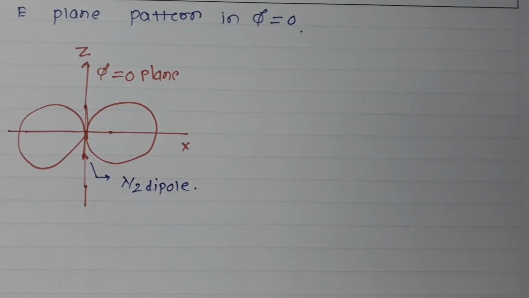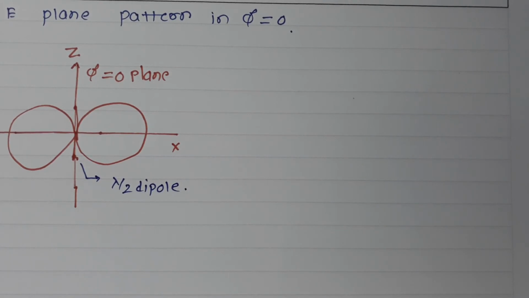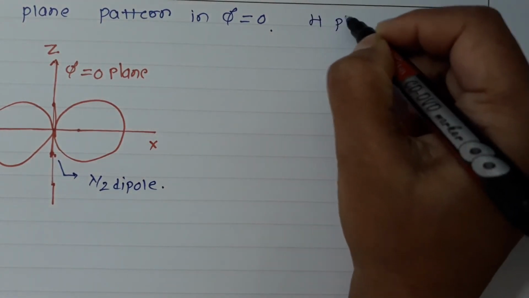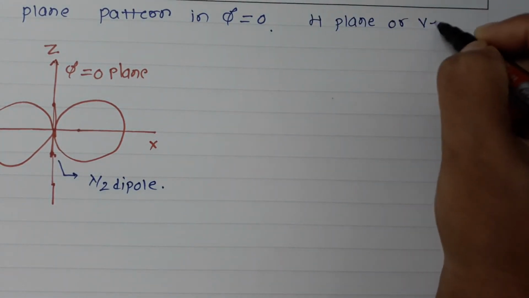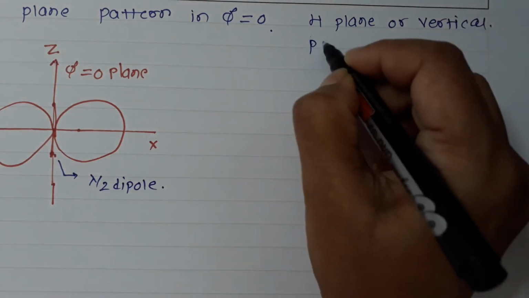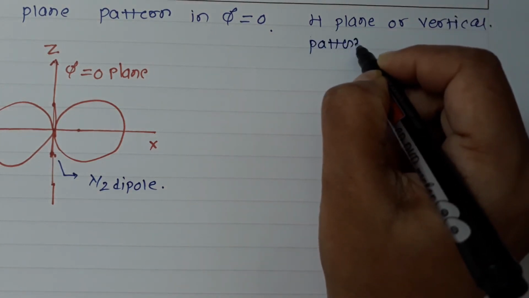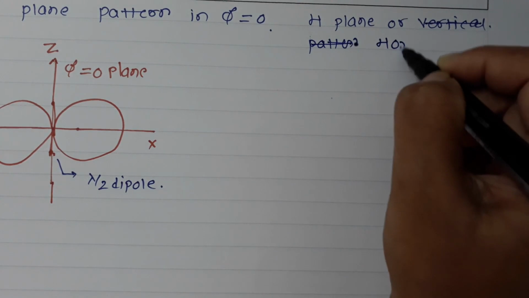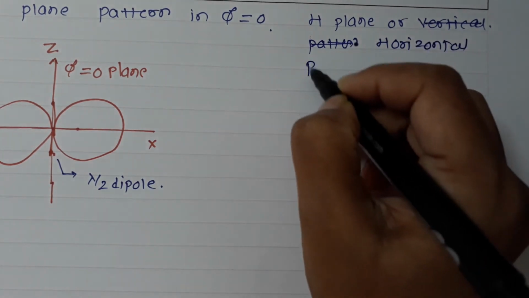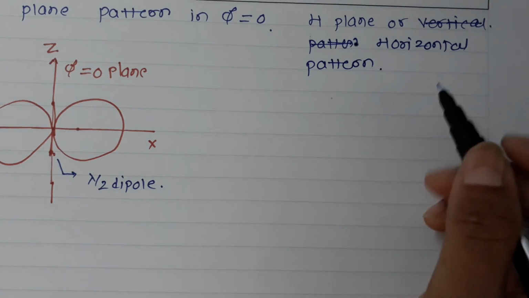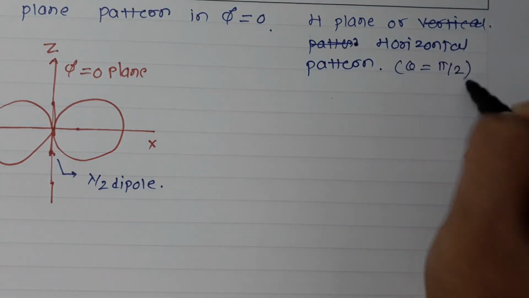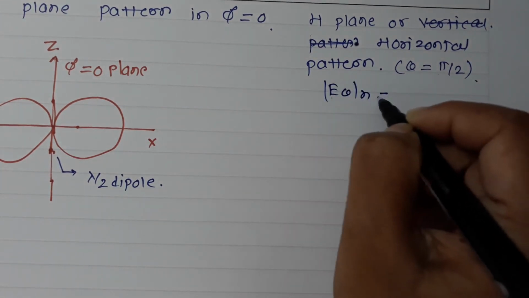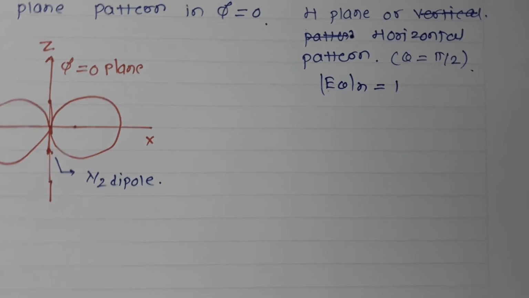Now let us talk about the H plane pattern. How are we going to obtain the H plane pattern over here? The H plane, or the horizontal pattern, is obtained if you put theta equal to pi by 2. Here E theta n for this particular condition will be 1.